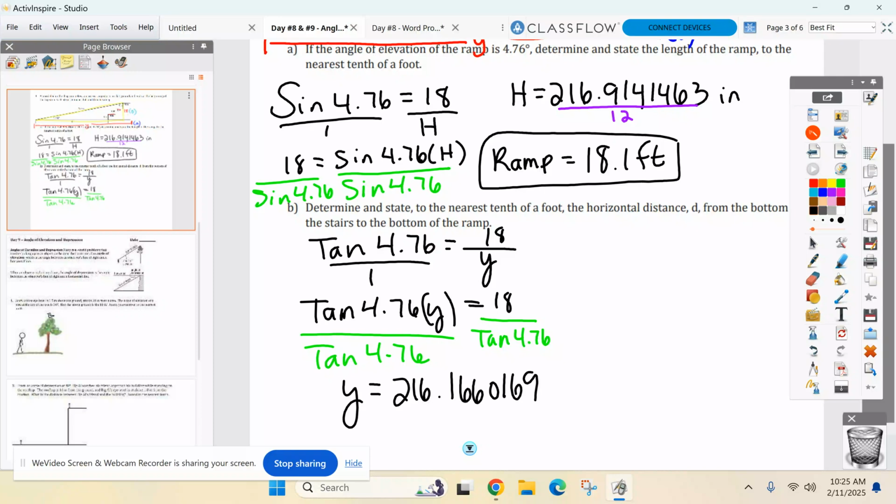And if you remember Sophie's plan, that's not D, that's the whole leg. To find D, I need to subtract out 16, the two 8-inch pieces, to end up with 200. My math isn't right. Somebody tell me here. 200.1660169.